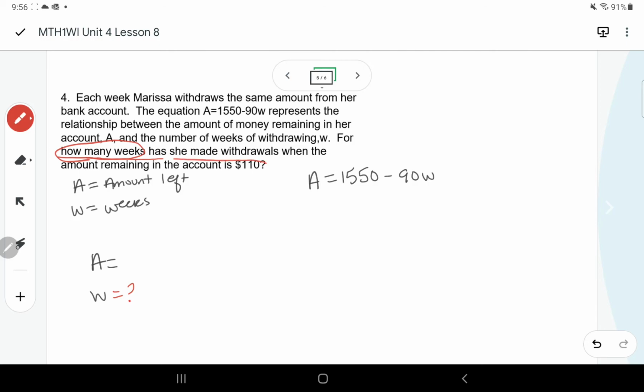And the amount remaining is 110. So that goes in A for amount. So again, really be careful here that you're thinking carefully about the wording of the question and putting the number that you're given into the right spot in the equation. If you put 110 in for W, you would get a very wrong answer here. We want to make sure that 110, because it's the amount remaining, goes in where my A is.